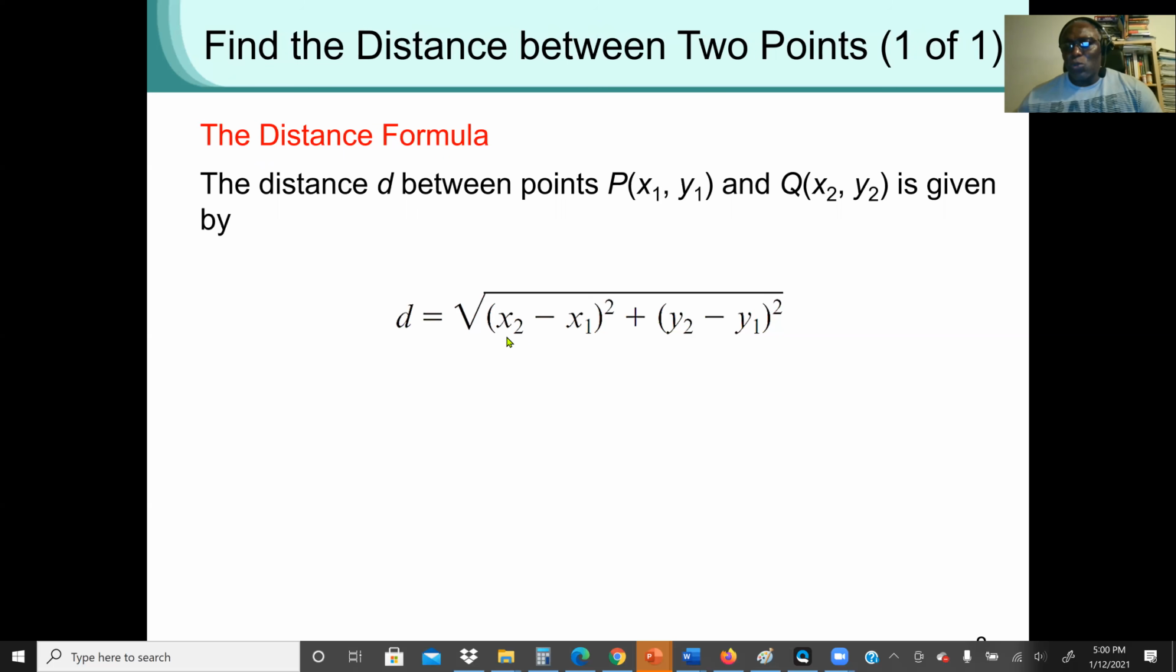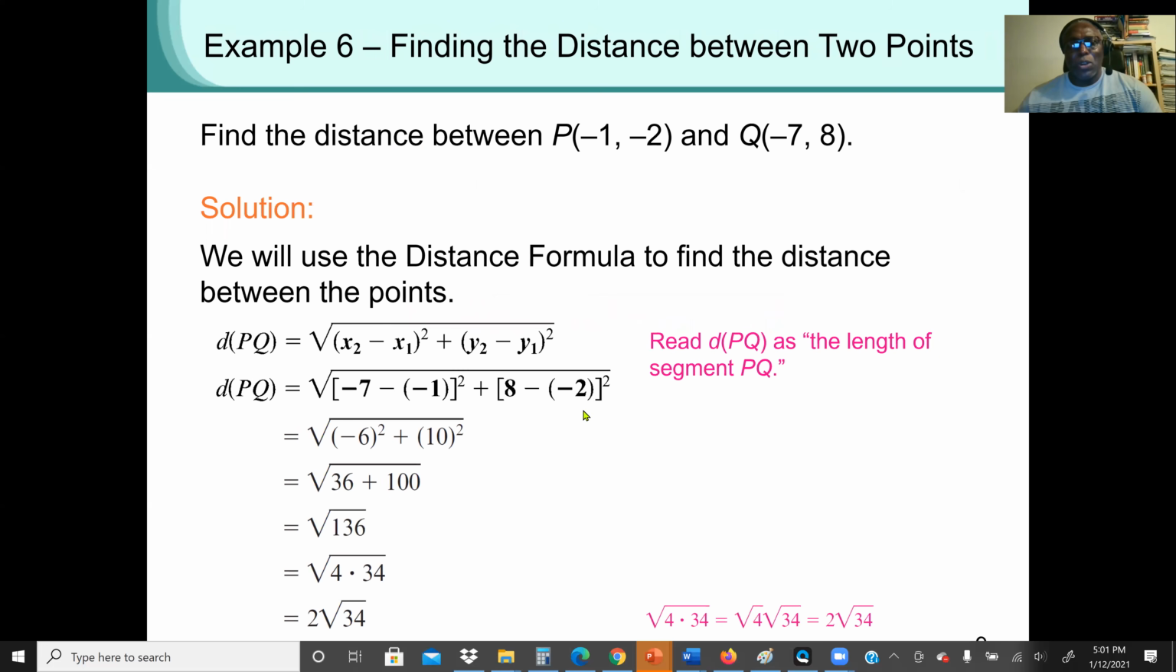Or we can say S1 minus S2, then Y1 minus Y2. But if we say S2 minus S1, then Y2 minus Y1, that's wrong. We still have the same coordinate: S2 minus S1 squared plus Y2 minus Y1 squared, or S1 minus S2 squared plus Y1 minus Y2 squared. And that's the formula to find the distance between 2 points.